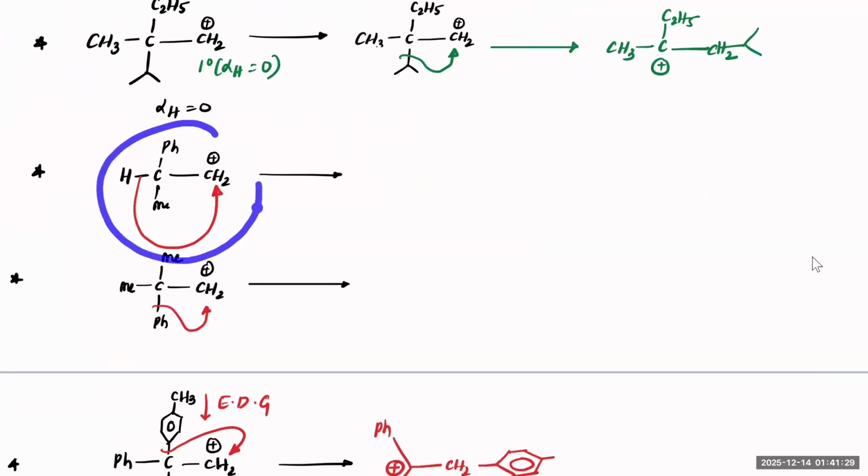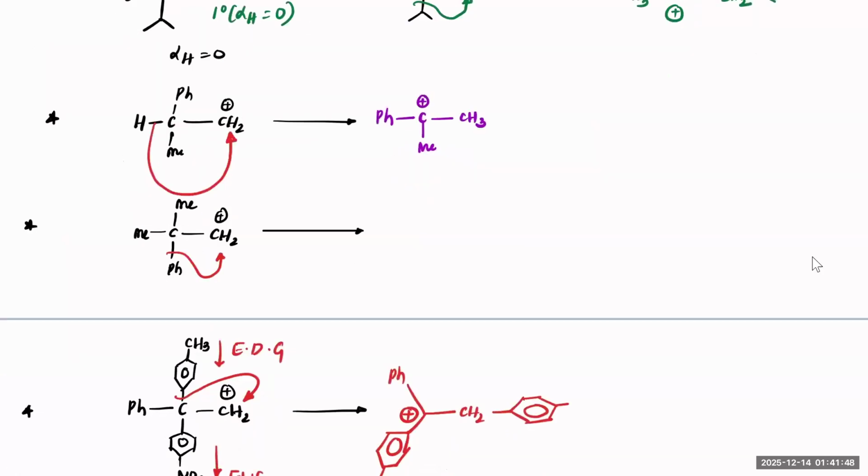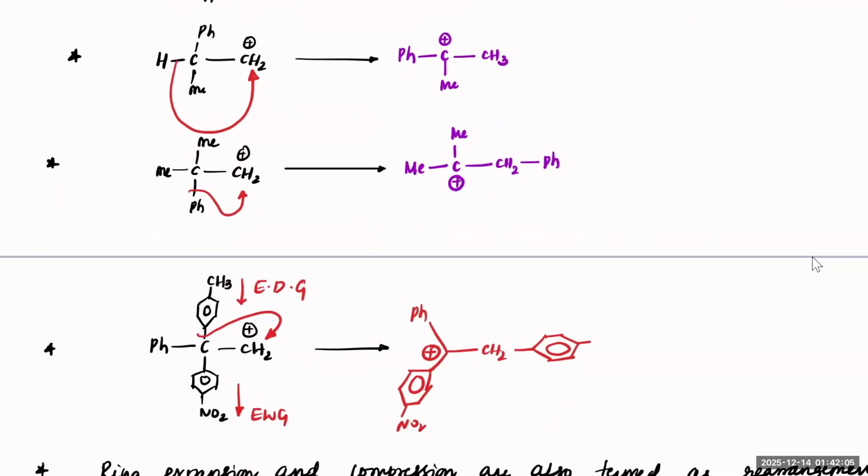Now in the next case, it's pretty clear that between phenyl, methyl and hydrogen, it is the hydrogen which has to shift. So if hydrogen shifts, what will happen? We will get phenyl with carbocation, methyl will be here and we will get CH3. And now we have 2 methyls and 1 phenyl. So phenyl will be shifting. So we'll get methyl, carbon, methyl, CH2, and then phenyl, carbocation will come here.